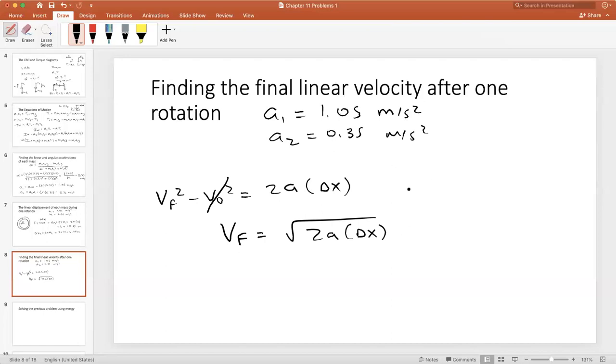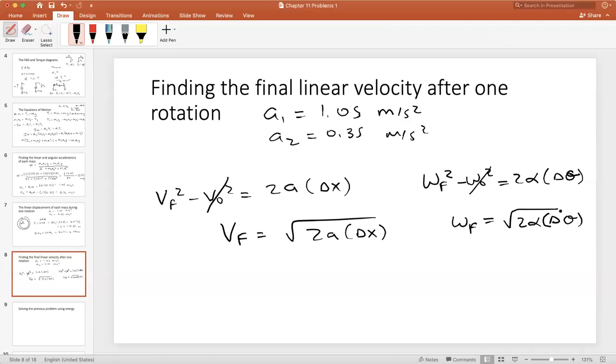Before we do that, though, for mass 1 and mass 2, let's also note that omega final squared minus omega initial squared is 2 alpha times the change in angle, and we know that this change in angle was 2 pi. So, and this began at rest. So omega final is the square root of 2 alpha times delta theta. We're going to find these in a couple different ways.